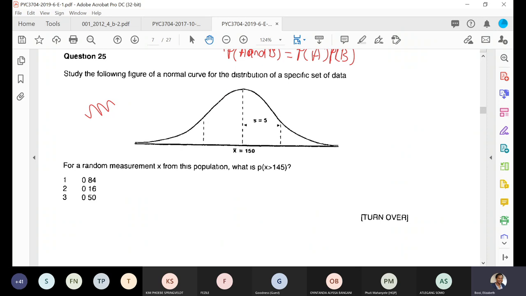Study the following figure, which is a normal distribution curve with the specific data. So they told us what the sample mean is and our sample standard deviation is, and they say we need to find the probability that X is greater than 145. So it means we're going to be calculating the Z value, which is 145 minus 150, divided by the standard deviation there of 5.